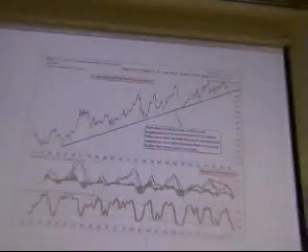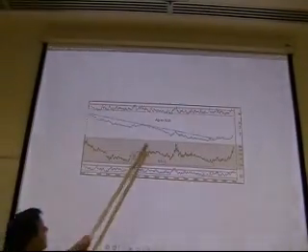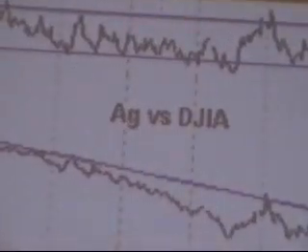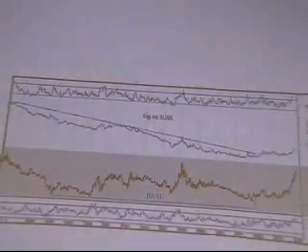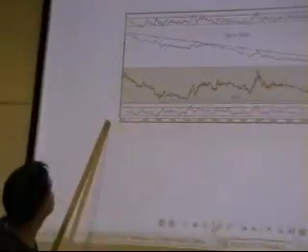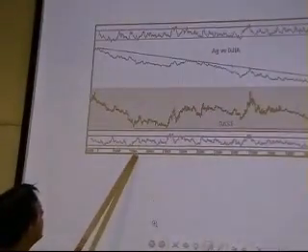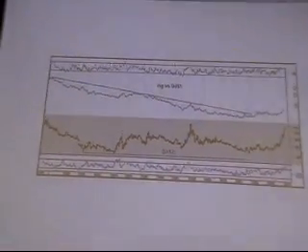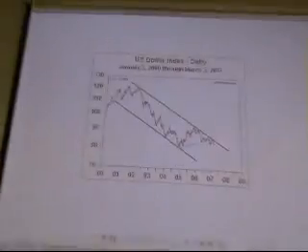Let's move on. Alright, this is silver relative to the Dow Jones Industrial Average. It shows you a price. This is '88, '90, '91, '92, all the way to 2004. You see that it forms a base here. You see how these technicians look. Let's move on and see what's next.